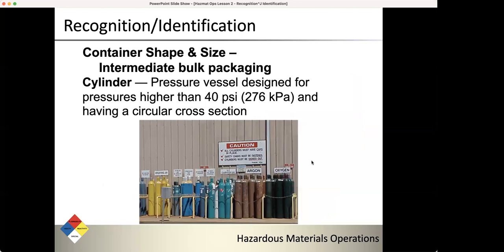Then you have a cylinder. This is a pressure vessel designed for pressures higher than 40. And they have a circular cross section. So you can see here, you can have just about any type of pressurized gas in a cylinder.